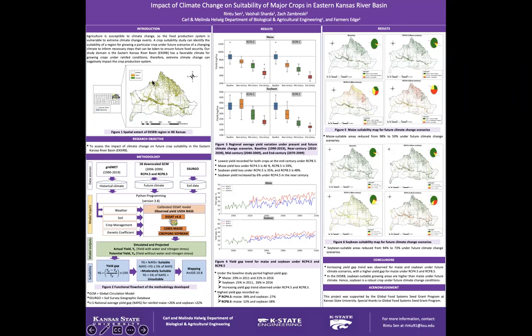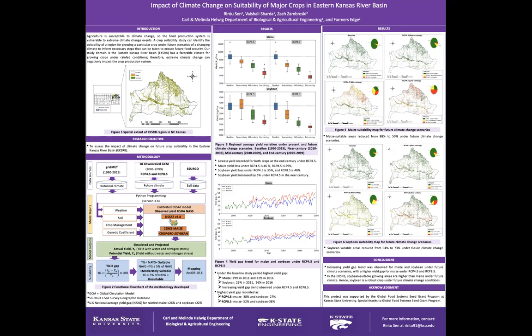The map is showing my study location. It's known as Eastern Kansas River Basin. It consists of a total of 17 counties. My study location has a favorable climate for growing crops under rain-fed conditions. But Eastern Kansas is vulnerable due to climate change. So the objective of my research work is to assess the impact of climate change on crop suitability in Eastern Kansas River Basin.